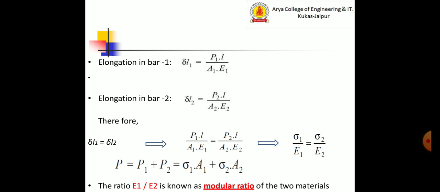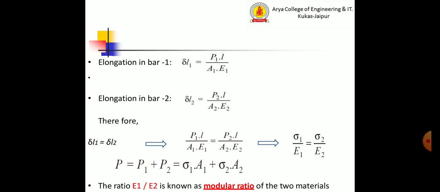Now, the change in length, or the elongation, of both bars will be the same. Del L1 will be equal to del L2. The change in length of both bars will be equal. Therefore, P1 L upon A1 E1 equals P2 L upon A2 E2. This implies that sigma 1 upon E1 equals sigma 2 upon E2.